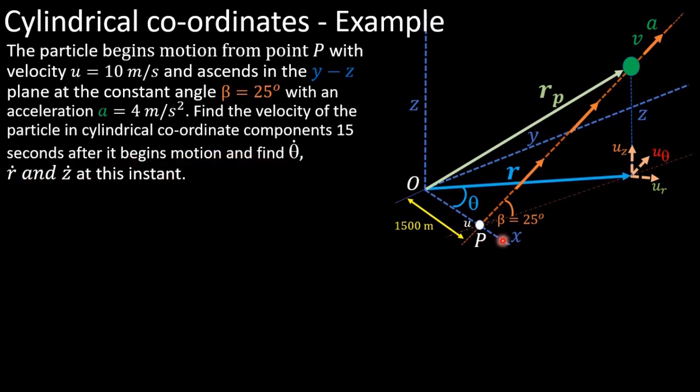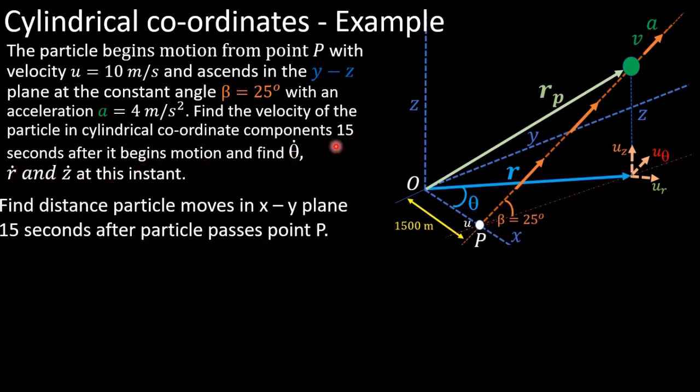Okay, so we are told that this particle is moving in the yz plane. So there's y there, and there's z, so it's moving in that plane. But it's a distance along the x-axis of 1,500 meters, so from point O to where it is now, from where it started from. And we're told its velocity and its acceleration in this direction here, and we are trying to find the velocity in cylindrical coordinates, and we're trying to find theta dot, r dot, and z dot at the instant 15 seconds.